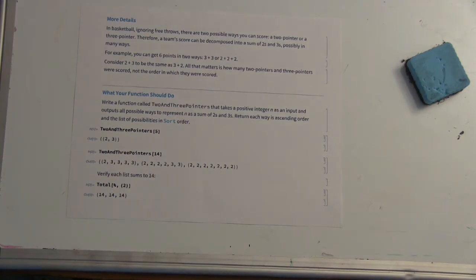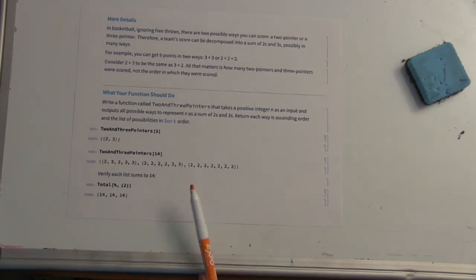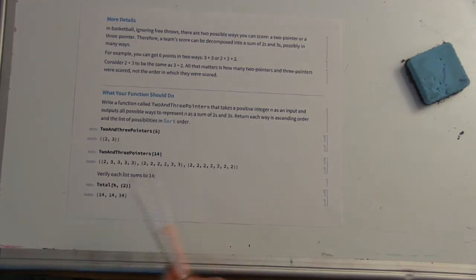I only noticed, just talking about this right now, that we actually did it backwards, didn't we? We listed it with the 2s first. However, it's not a huge deal. We could have made it work.